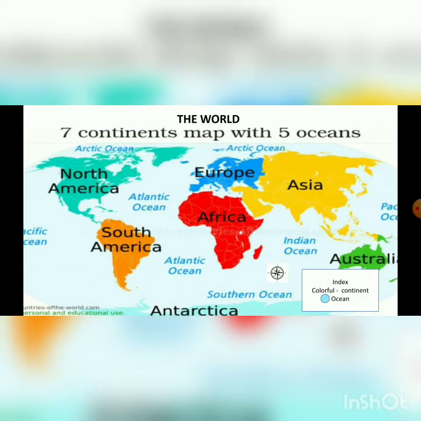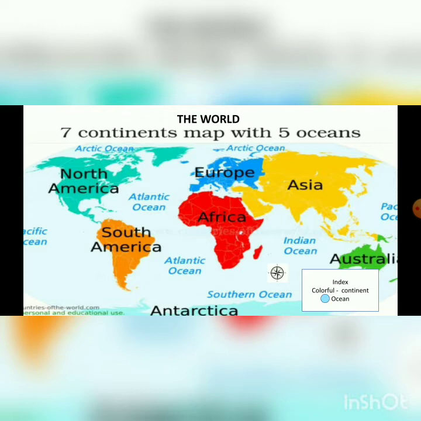Now this is the world map. The title is The World and the subtitle is 7 continents maps with 5 oceans. Now in this map you can see the index. The index is telling you that all the colorful part is the continent and the blue part is the ocean. So you are having 7 continents and 5 oceans.